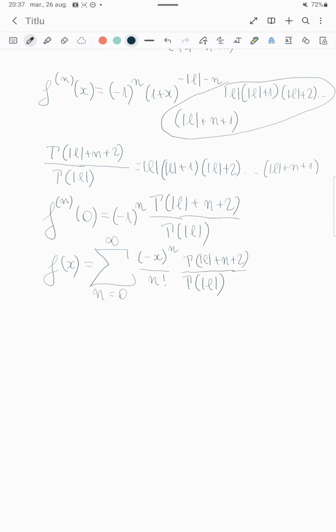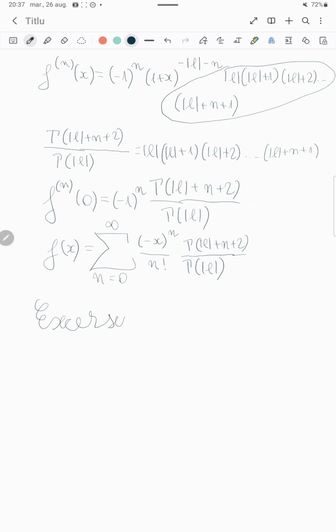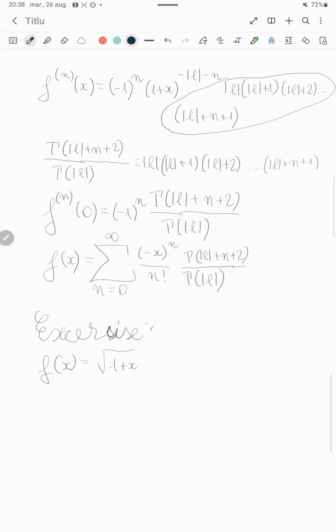So I want to do a little exercise just to show what happens. Let's have this function f of x equal to square root of 1 plus x, just for fun. Okay, exercise.